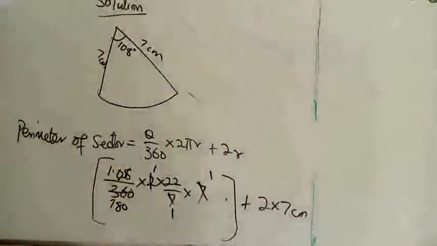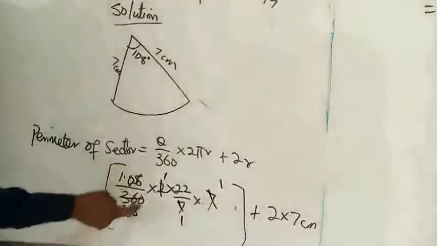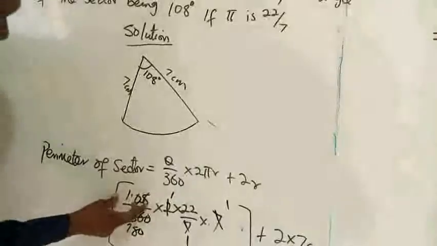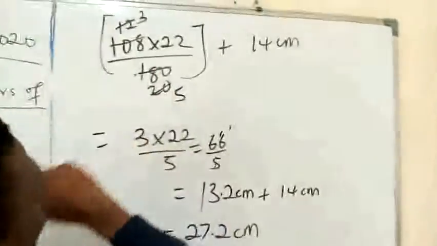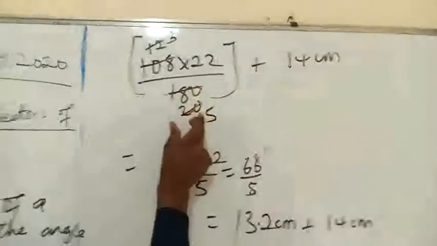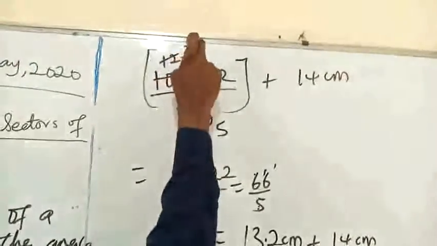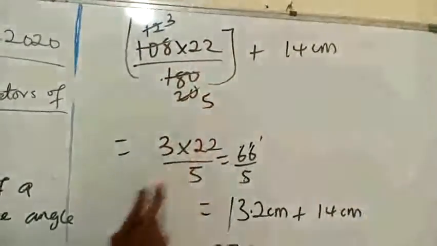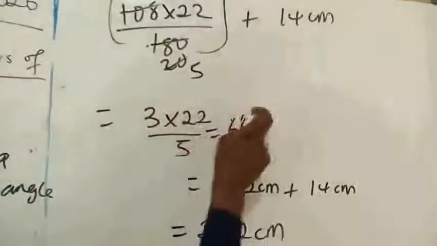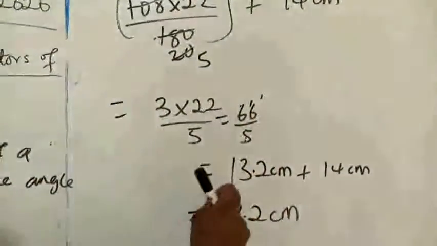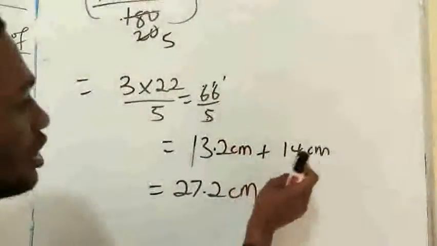Here 2 into 360, we have 180, 2 cancels itself. 7 will cancel 7 one time. We are left with 108 times 22 all over 180. 9 into this will give us 12. 9 into 180 will give us 20. 4 into 12 will give us 3. 4 into 20 will give us 5. So we are left with 3 times 22 all over 5. 3 times 22 gives us 66 over 5. If you divide 66 by 5, you get 13.2 cm plus our 2 radii, which is 14 cm.